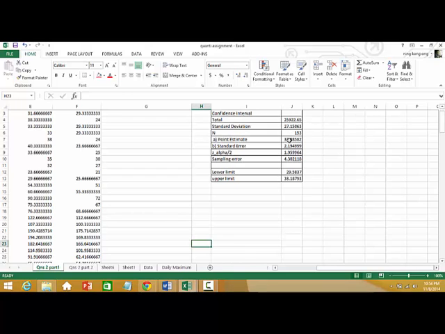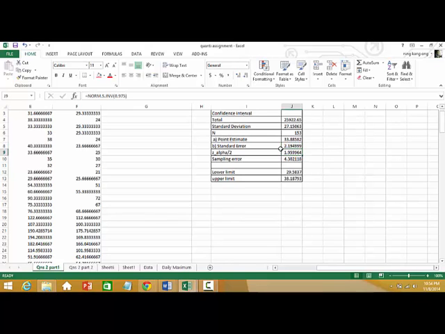So for the point estimate, you do the same thing, equals AVERAGE, and click all the total values into the data. So for standard error, I just have to take the standard deviation over the square root of n. The formula for square root is SQRT. So you get the values that you want.